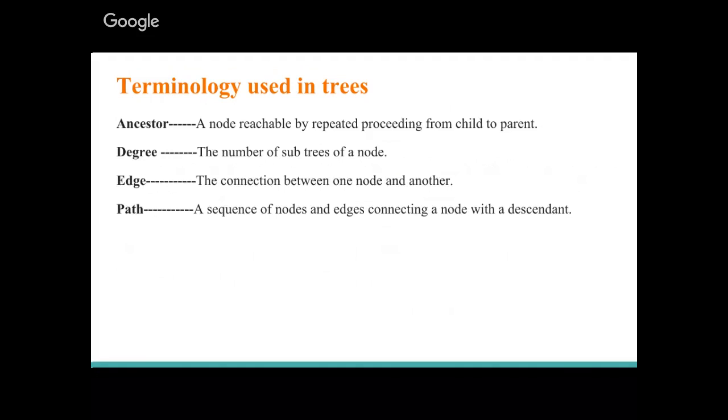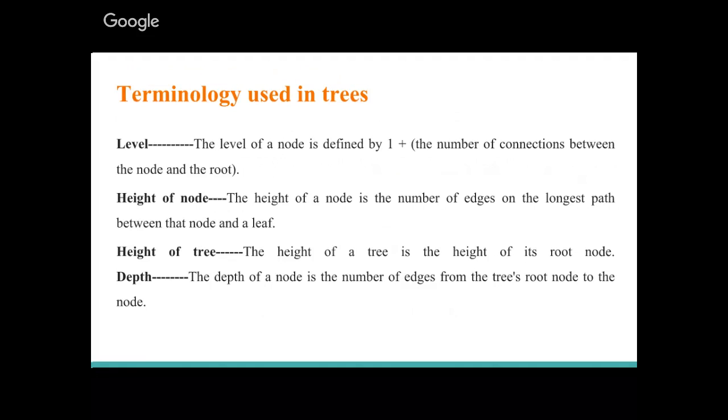Now what is a path? A sequence of nodes and edges connecting a node with its descendants is known as path. So there can be sometimes only one single path to reach a particular node from the root node, or sometimes there can be more than one path to reach your destination node. Moving on, we have level. So the level of a node is defined by 1 plus the number of connections between the node and the root. So you find the number of connections between the node and the root and you add 1 to it. That is called the level of the node.